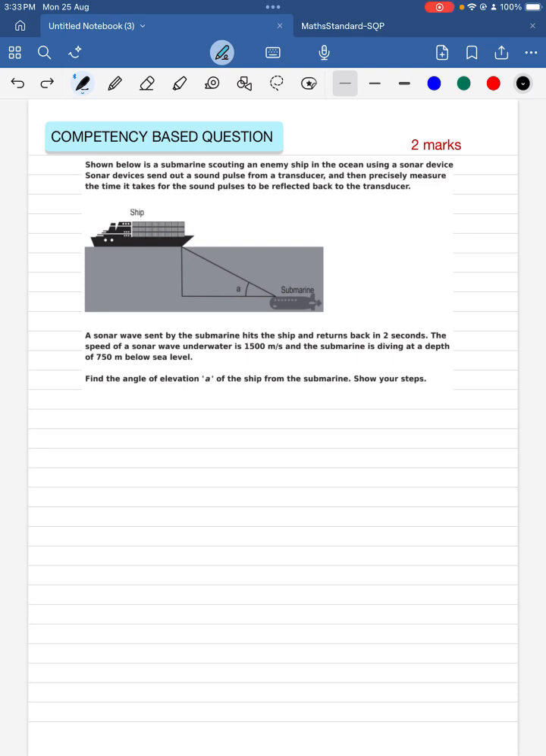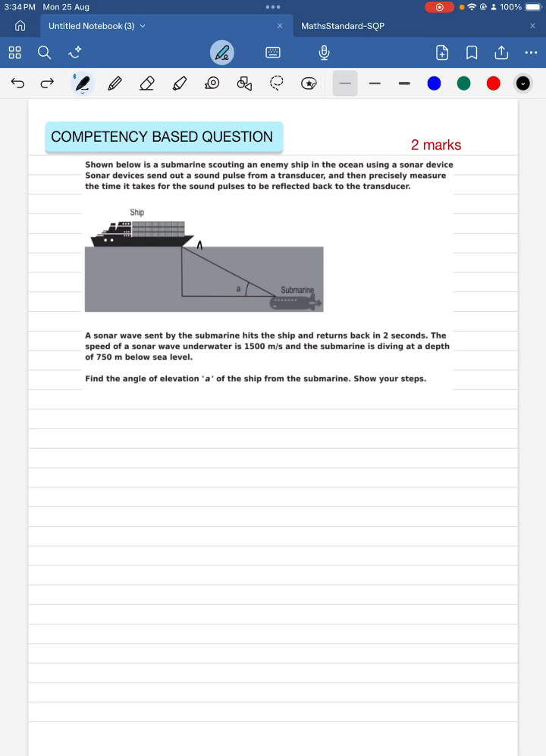The speed of a sonar wave underwater is 1500 meters per second, and the submarine is diving at a depth of 750 meters below sea level. Find the angle of elevation A of the ship from the submarine. Show your steps. Okay, so they've marked this angle of elevation as A already in the figure, and I'm naming this triangle as ABC.